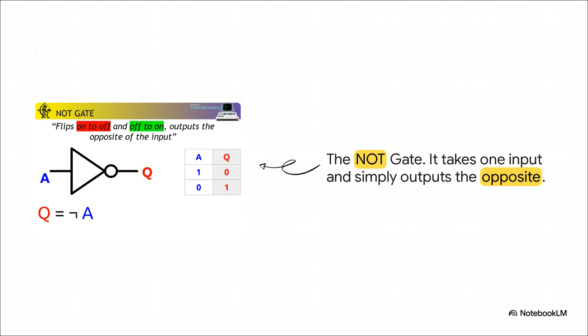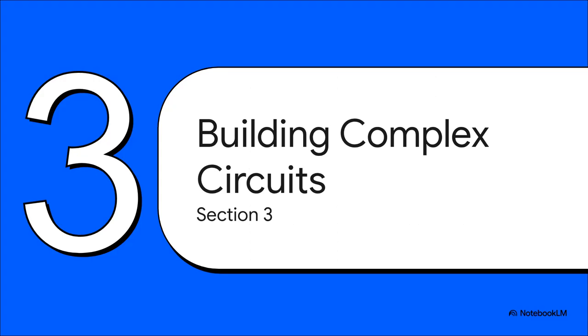Sometimes it's called an inverter, and honestly, it's the simplest of the bunch. It only has one input, and it does exactly what its name says. It just flips the input. If a 1 goes in, a 0 comes out. If a 0 goes in, a 1 comes out. That's literally all there is to it. Okay, so those are our 3 basic building blocks.